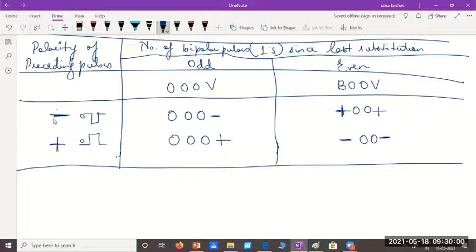Then I should also consider what was the polarity of the preceding pulse, preceding one. If the preceding one was negative, then I'll use deliberately negative in this substitution to violate that bipolar rule. And if it was positive, I'll use positive. Whereas in the second substitution, if the preceding pulse was negative, I'll replace this with positive 0, 0, positive. And if it was positive, I'll replace it with minus 0, 0, minus. Okay. And one more thing you just note.